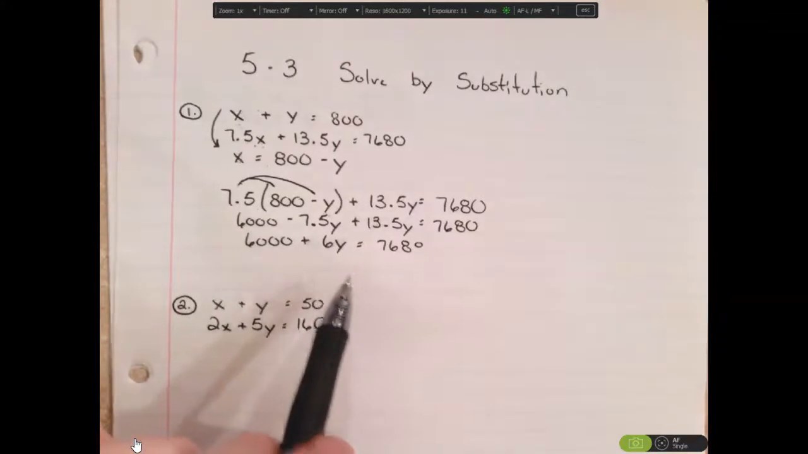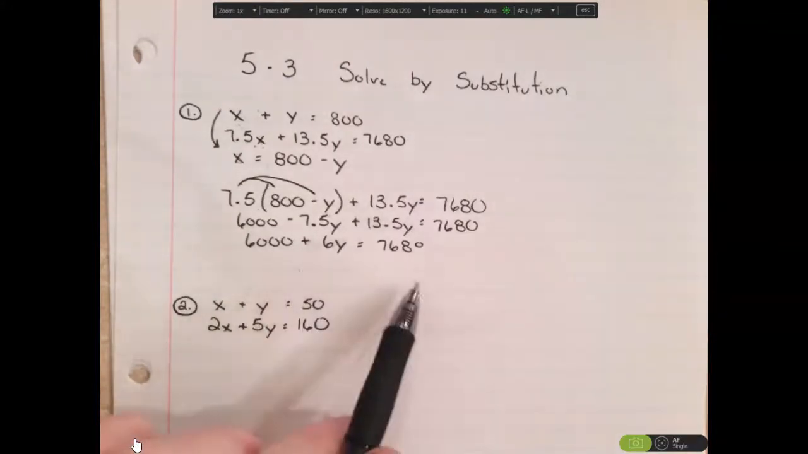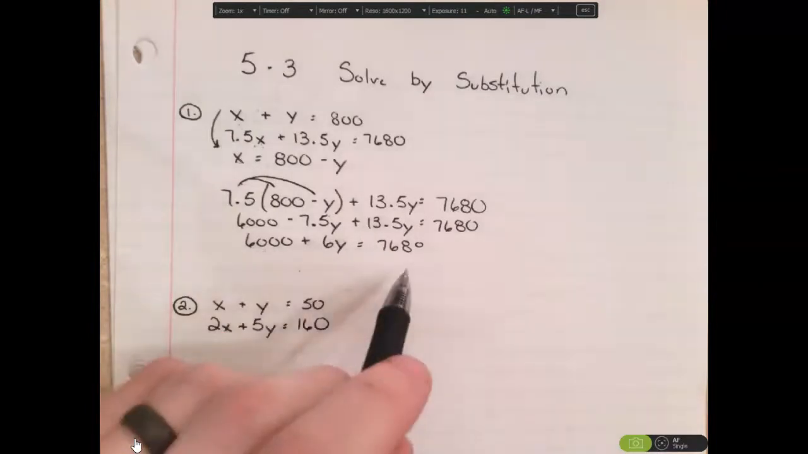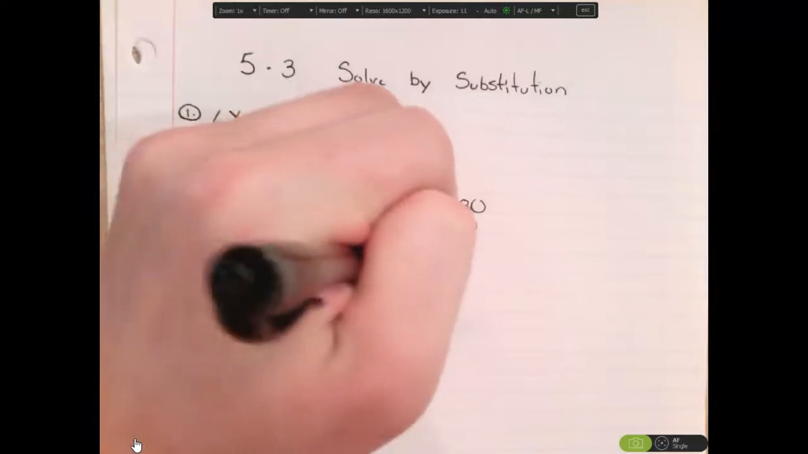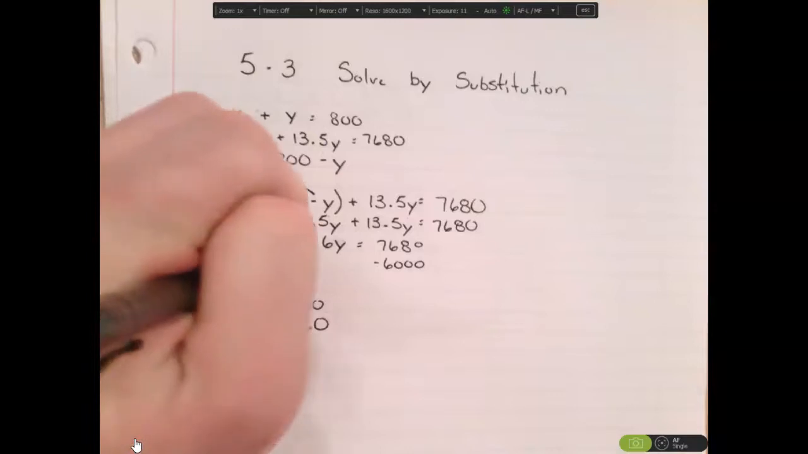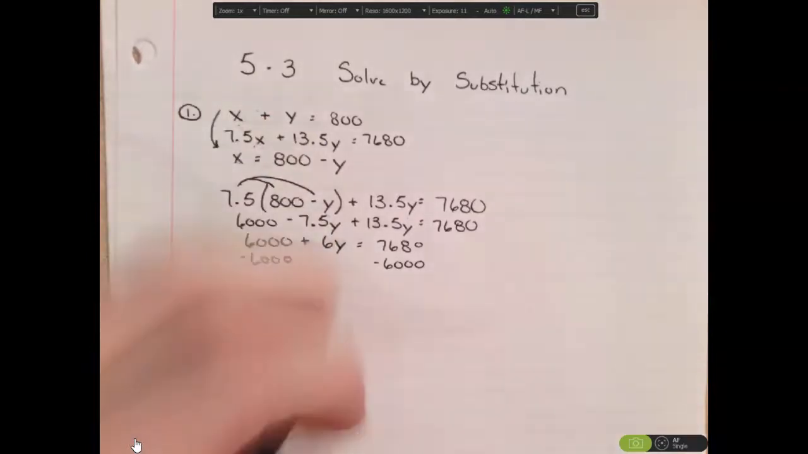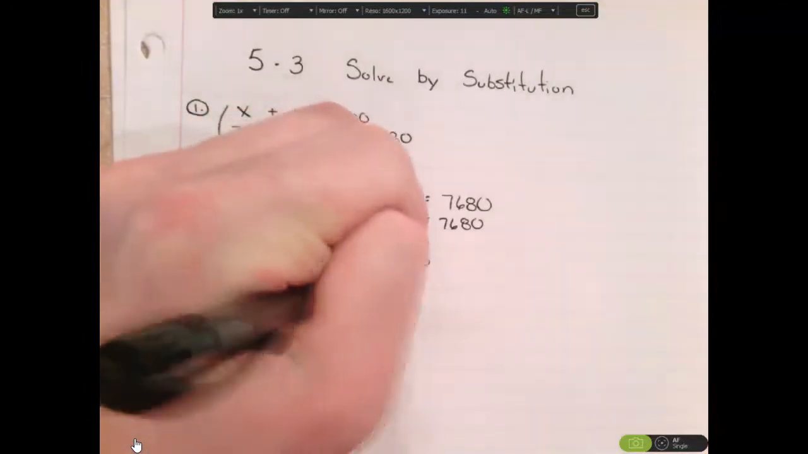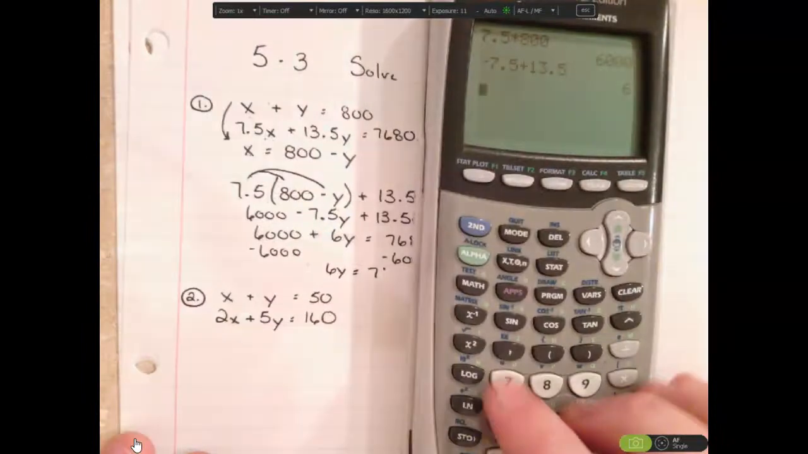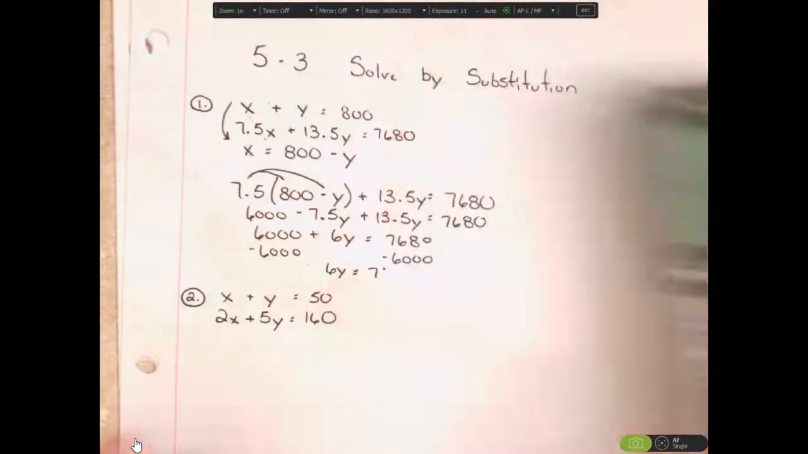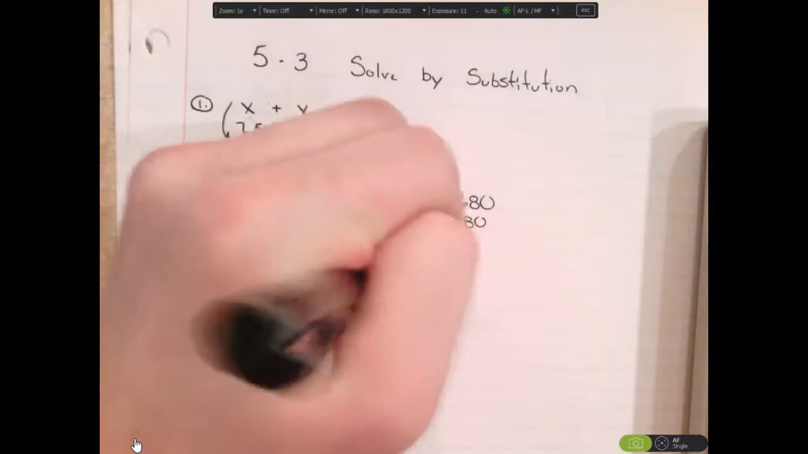Now I'm trying to get y by itself because I want to know what y equals. So to do so, I need to move this 6,000 to the other side. So I'm going to subtract 6,000 because it's positive. So minus 6,000 on both sides. And I'm left with 6y equals, bring our calculators over, 7,680 minus 6,000 equals 1,680.